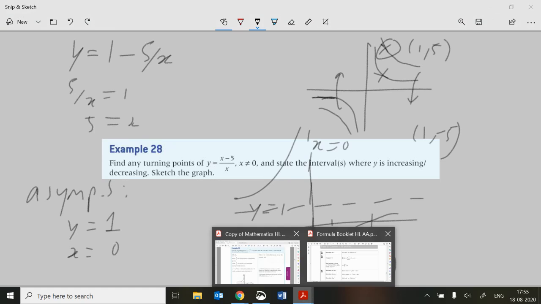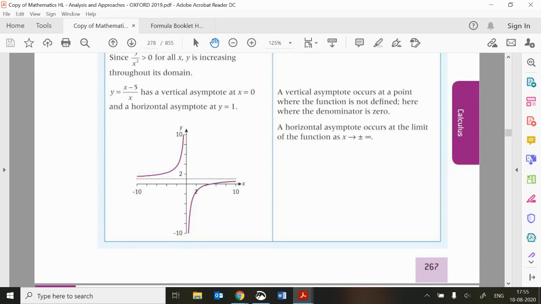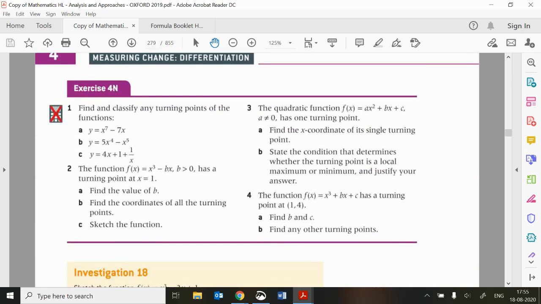Okay, let's have a look at what the book does. There we go. I think it probably just takes it from the GDC. So that's probably what they're expecting you to do anyway. Okay, so there we go. There's the function. And yeah, that's done. And now we're going on to 4N.